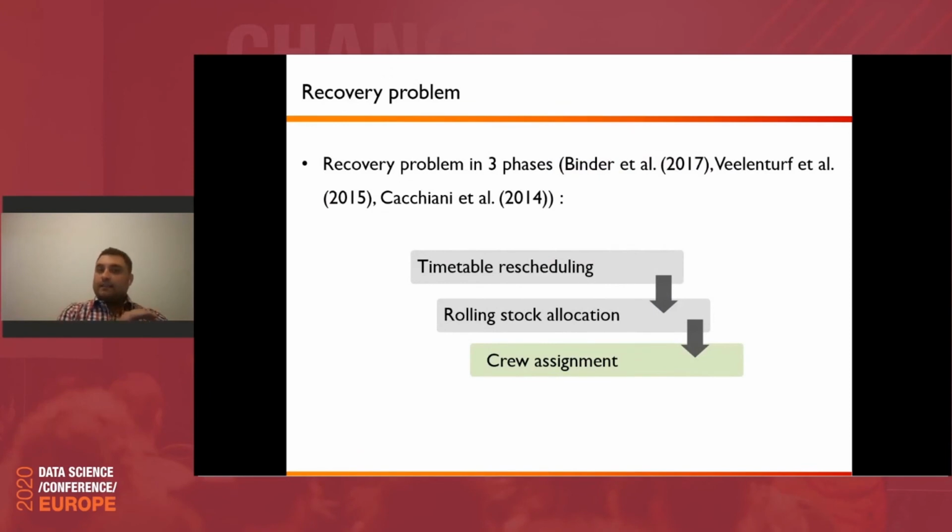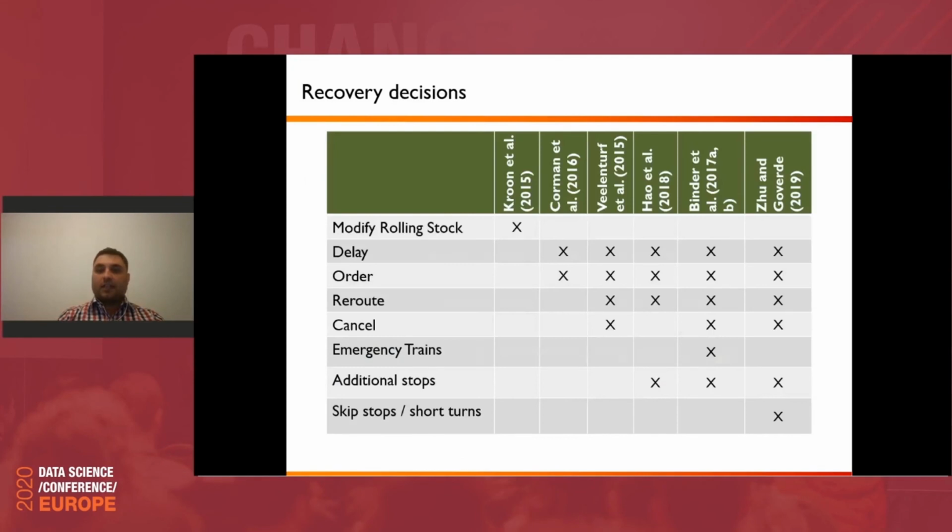So the whole procedure is called the recovery problem, and it consists of three stages. First is the timetable rescheduling, basically building this disposition timetable, then allocating the rolling stock, and finally assigning the staff to those new trains. In this project, we were focusing on the first stage, timetable rescheduling.